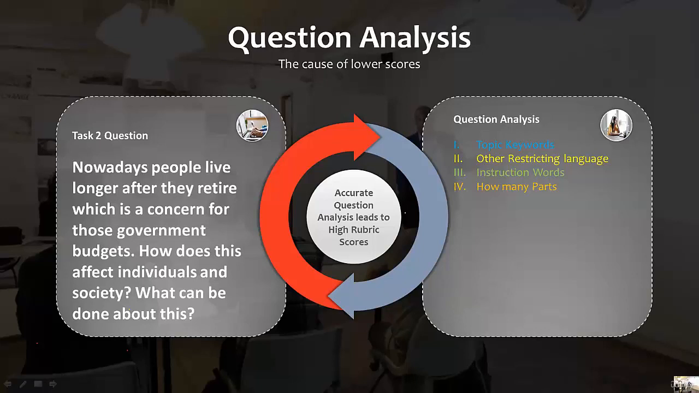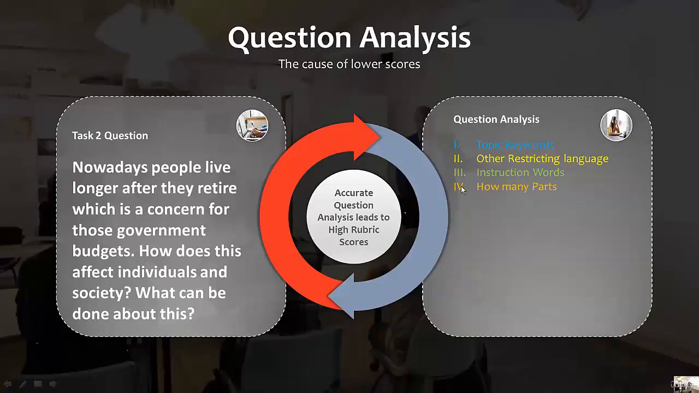The topic of the question is life duration. All right, duration of life. That is the overall topic. No, that's not early retirement. The overall topic is extension of life, life being extended. How long will somebody live?